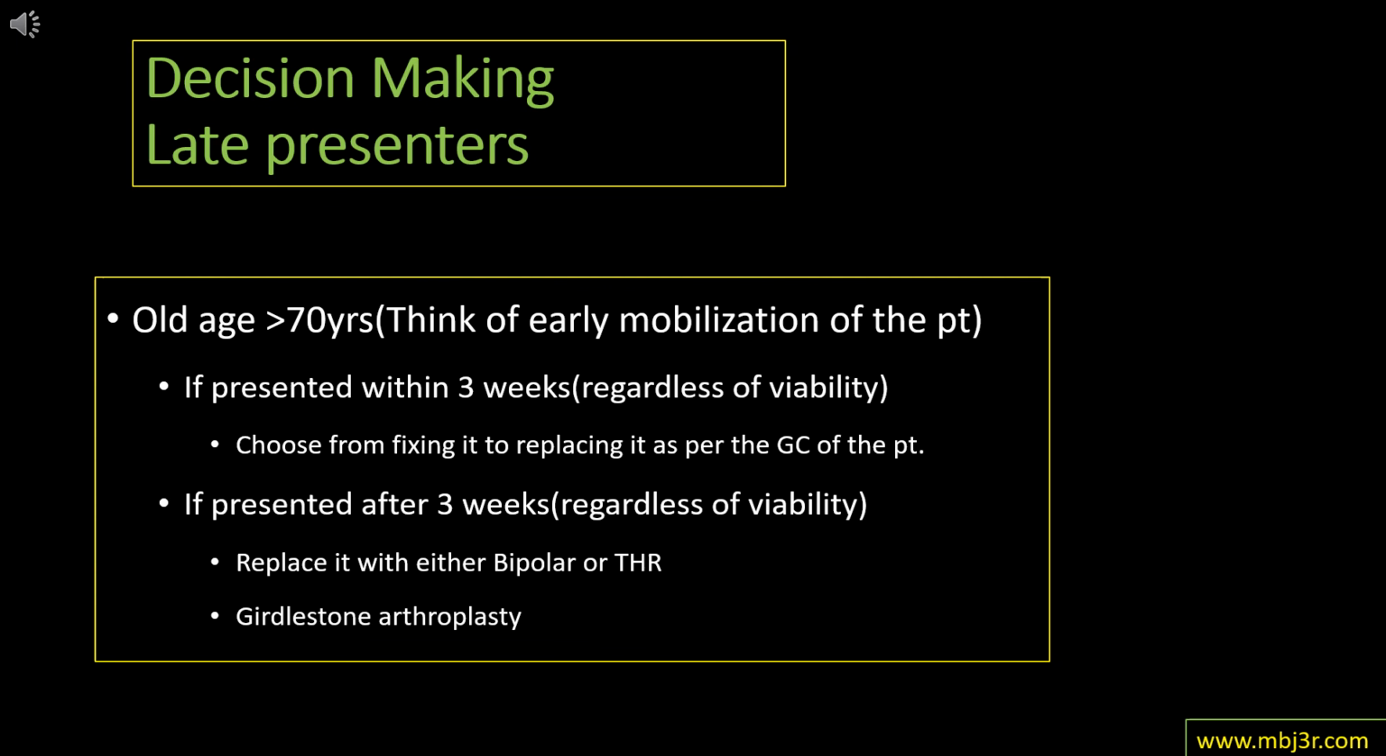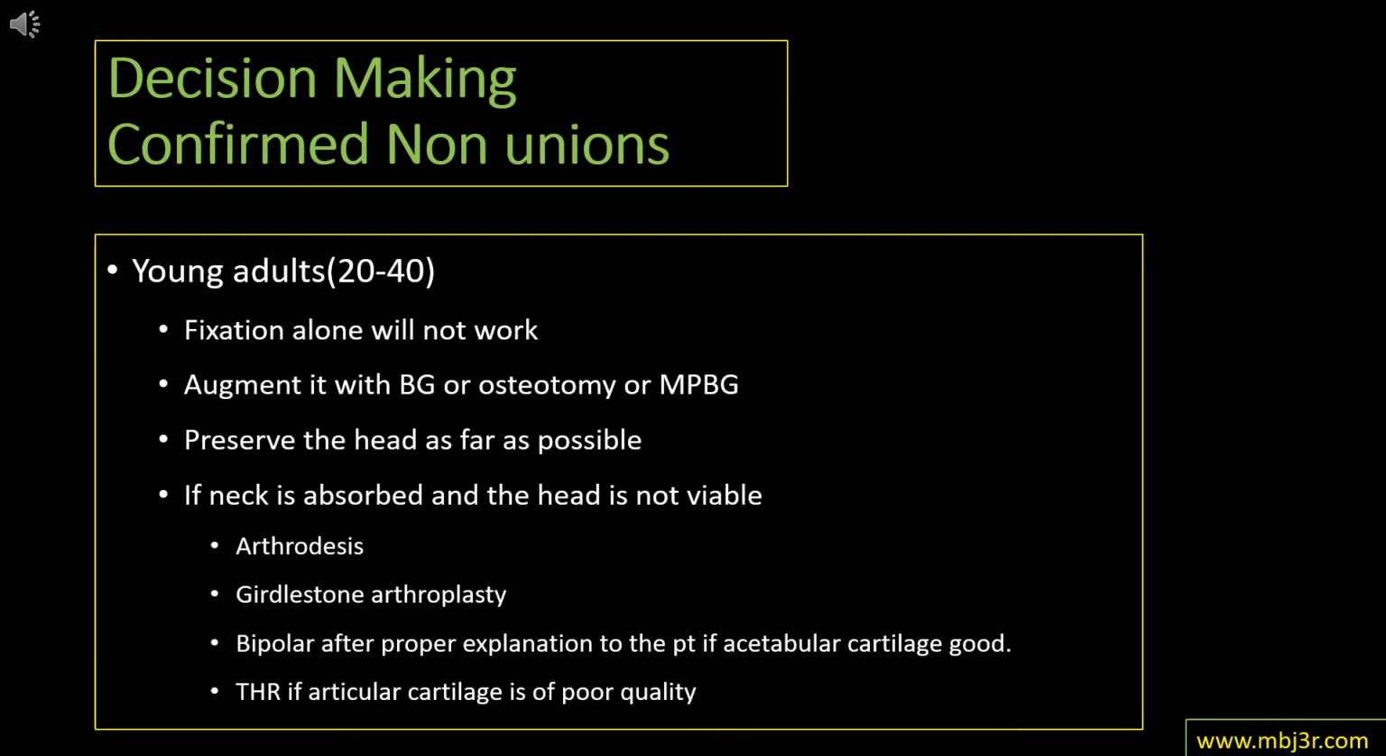Old age, more than 70 years, think of early mobilization of the patient. If presented within 3 weeks, regardless of the viability, choose from fixing it to replacing it as per the general condition of the patient. If presented after 3 weeks, regardless of the viability, replace it either with a bipolar or total hip replacement or a Girdlestone arthroplasty. Decision making in confirmed non-unions.